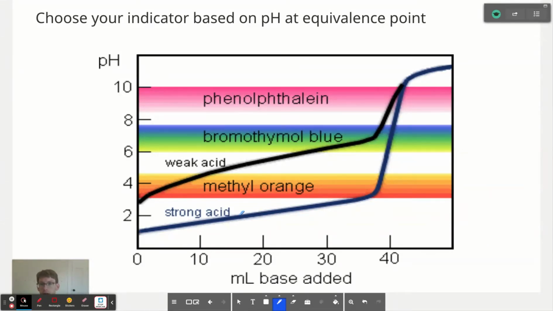So you have to choose your indicator based on the type of titration that you're doing. Strong acid, strong base, you're going to be right at an equivalence point with a pH of 7. But strong base, weak acid, aim for an indicator a little bit above 7 where the change occurs. And with a strong acid and a weak base, aim for something where the pH is going to be a little bit below 7, where the change occurs, because that will be where your equivalence point is.